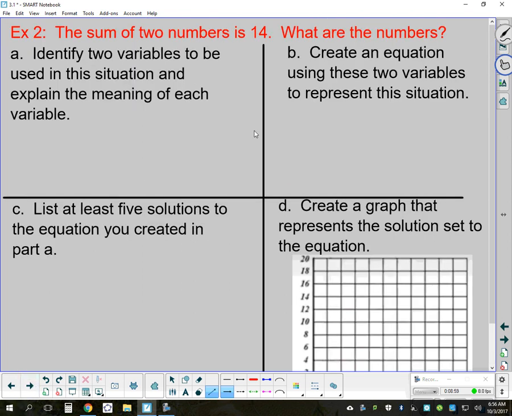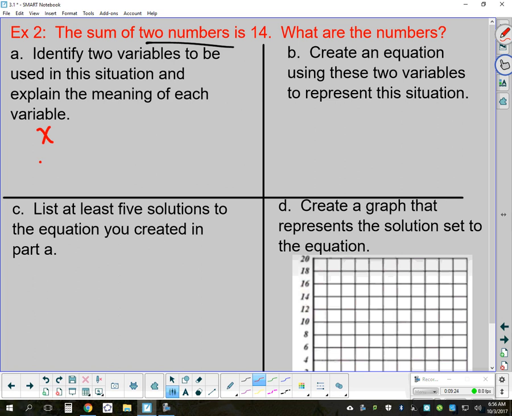Okay, example 2, the sum of two numbers is 14. What are the numbers? Okay, so first, to do this problem, part A, identify two variables to be used in this situation. Explain the meaning of each. Well, what we are trying to find are the numbers. There are 2 of them, so let's have 2 variables. And it doesn't matter what you pick.